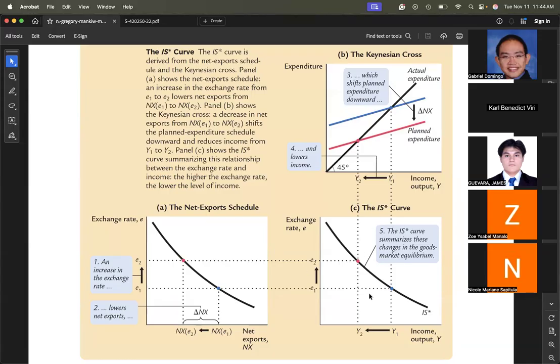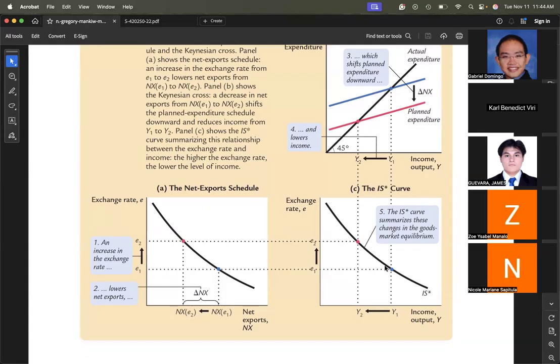Okay, so this is what the IS curve now will look like. Remember, R star or R is gone. The thing that adjusts is now E, or the nominal exchange rate. But otherwise, it's the same IS curve right here. And then it's the same logic as well. It comes from the Keynesian cross, which changes the planned expenditure, shifts it up or down, which makes Y go up or down as E changes.